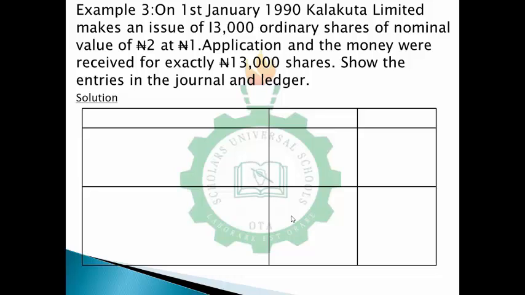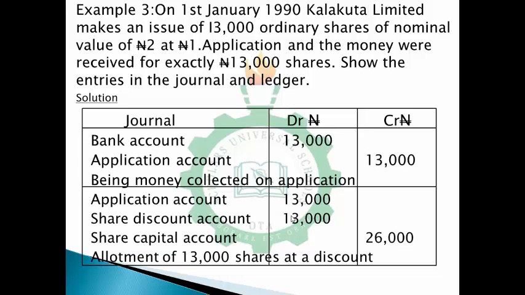So in this case, the amount of money they'll be receiving will not be 2 naira times 13,000. It would rather be 1 naira, because what they are paying is 1 naira. So 1 naira times 13,000 would be 13,000 naira. Are you with me? So they are receiving 13,000 naira in the bank account. So you debit bank account 13,000 naira, then application account is credited 13,000 naira, because they are collecting the money from the applicant. This is money collected on application.